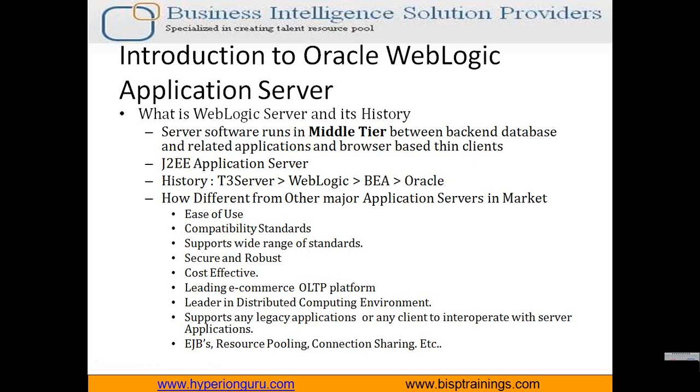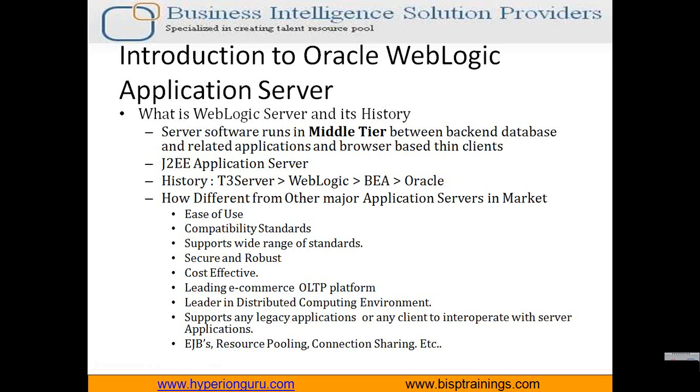So it's a J2EE application server. As we saw about J2EE, what exactly the J2EE infrastructure is and what components it contains, like the web container, EJB container, and the different resources and connectors, all those things, the end-to-end architecture J2EE will have. A J2EE application server will have all those J2EE components.